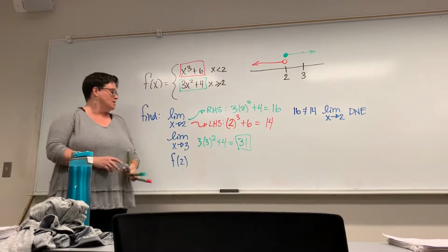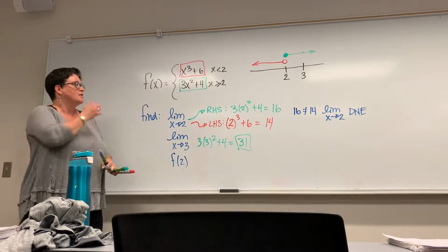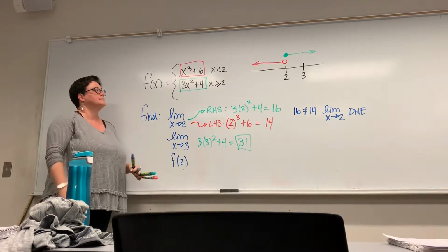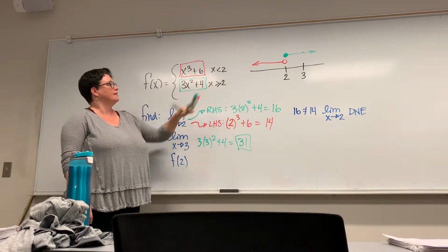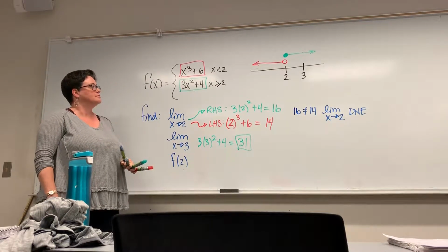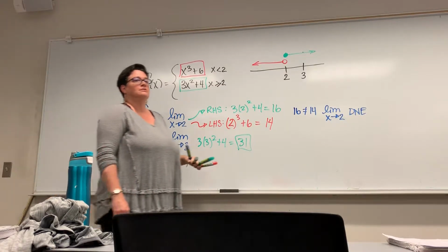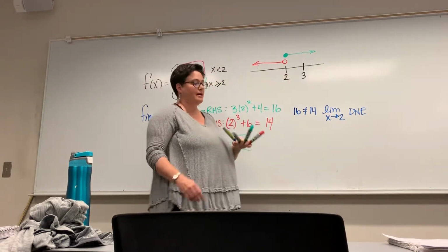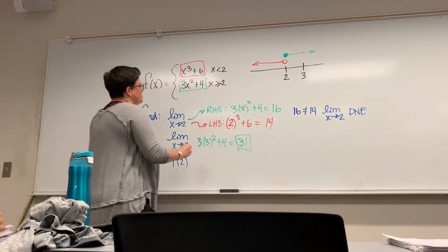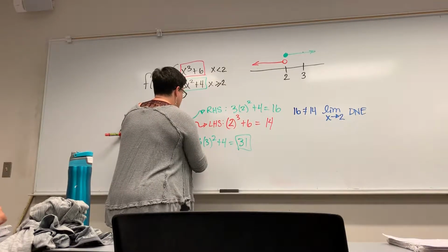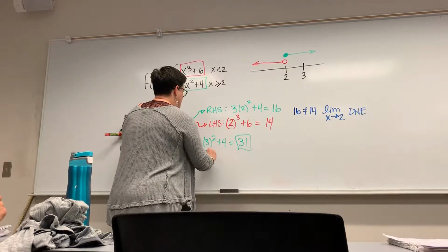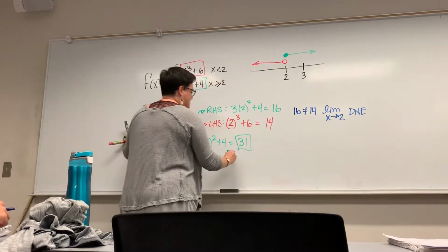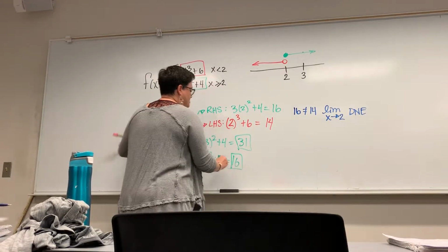Okay. What's the function at 2? Where do we go to plug that in? Yeah, why the green function? Yeah, or visually, it's got the filled in dot, right? So function at 2 is 3 times 2 squared plus 4, which is 4 times 3, is 12, is 16. Done.